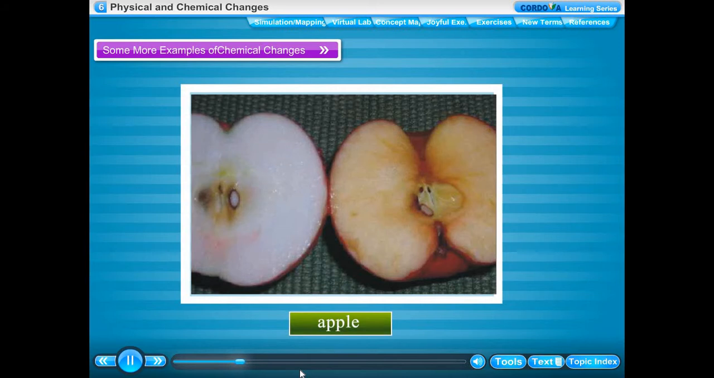Change in color of cut fruits and vegetables on keeping in air is a chemical change. If we cut an apple into slices and keep it in the open for some time, the slice of an apple acquires a brown color due to the formation of new substances by the action of oxygen.